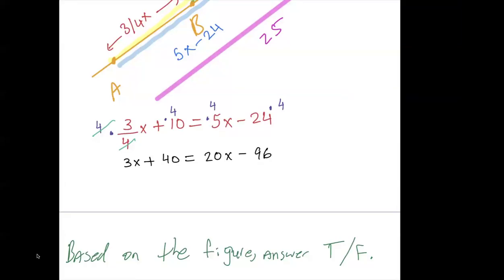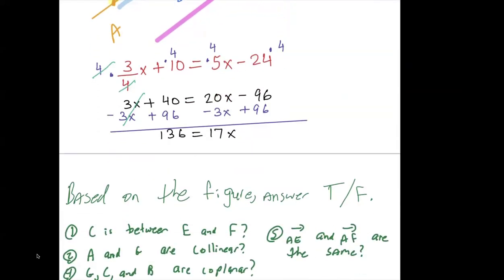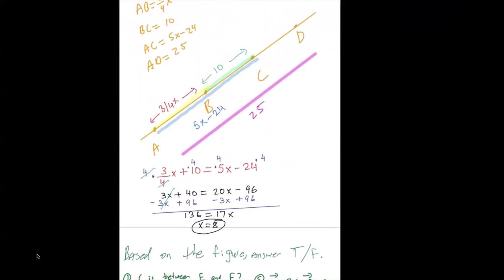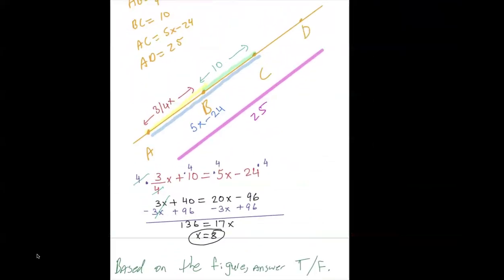I will put my x's together. Minus 3x, plus 96, 136. 17x. 8 times 7 is 56, and it goes evenly 8 times. Yay. x is 8. I'm sure you are able to do this part of the math tomorrow.